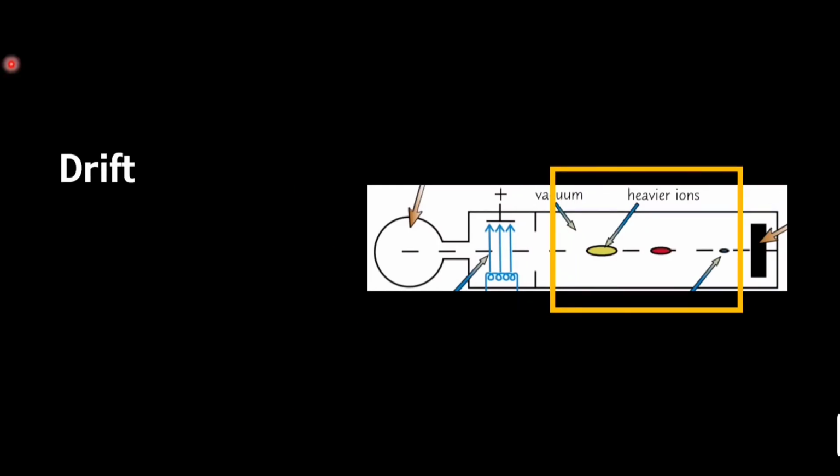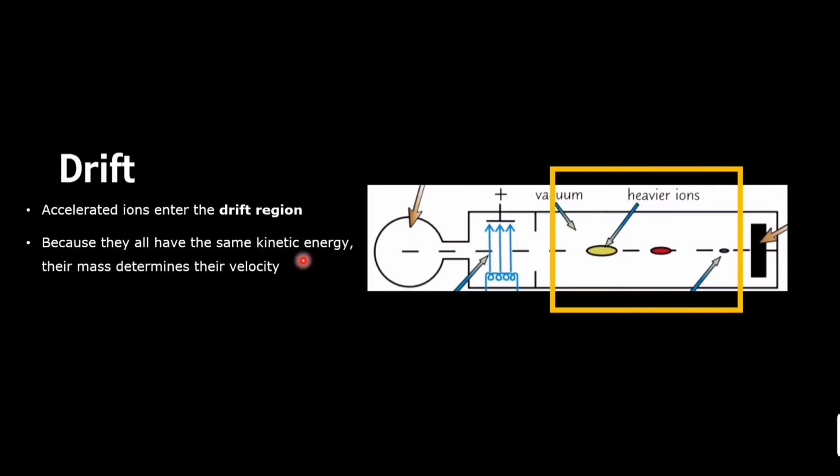So now we're going on to drift. So our accelerated ions enter the drift region. So after our acceleration chamber, our ions enter this drift region here. And because all of our ions have the same kinetic energy due to being accelerated, their mass determines their velocity.